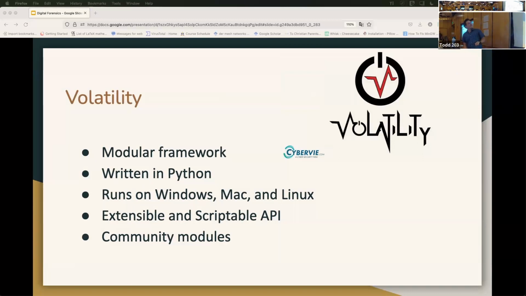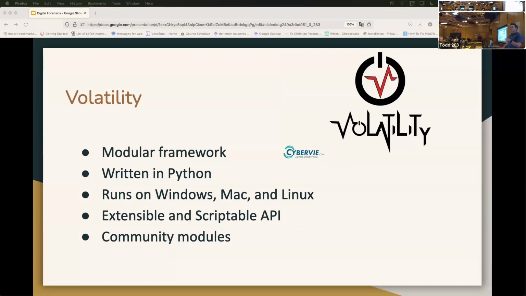So the tool we're going to be using today is Volatility. Volatility is pretty cool. It's a modular framework. It's written in Python. It is built to do memory forensics. It's cross-platform. It runs on Windows, Mac, and Linux. We're going to be running it in Linux. Austin is here. He's going to help us get this all set up in a few minutes. It has an extensible and scriptable API. There are tons of community modules. The community is very active.